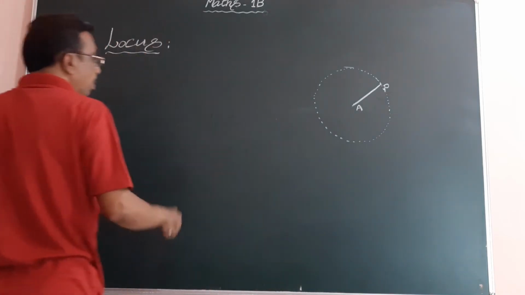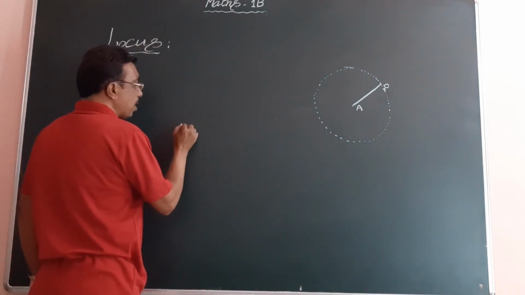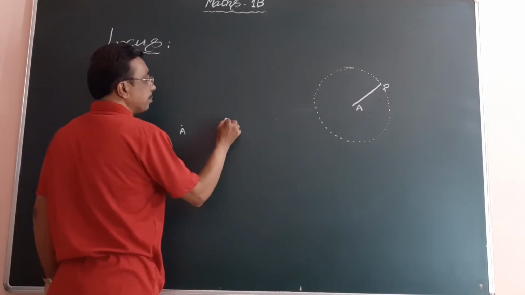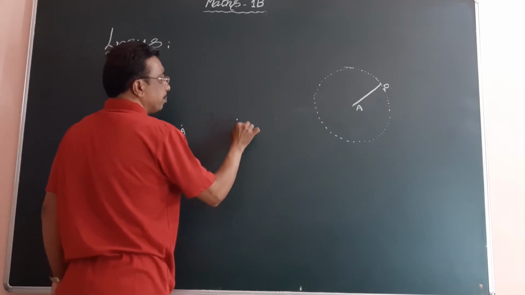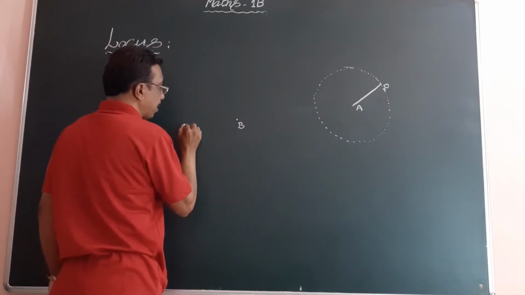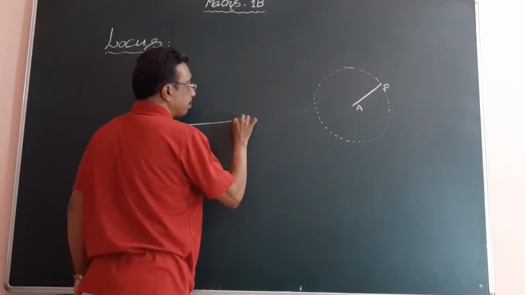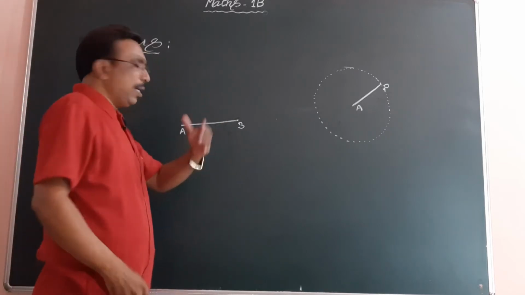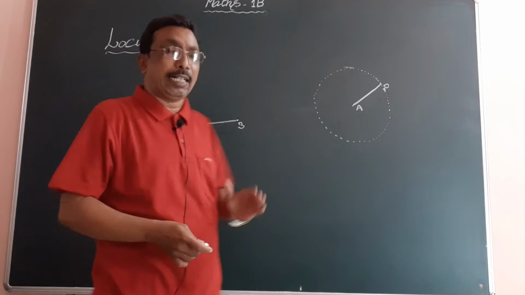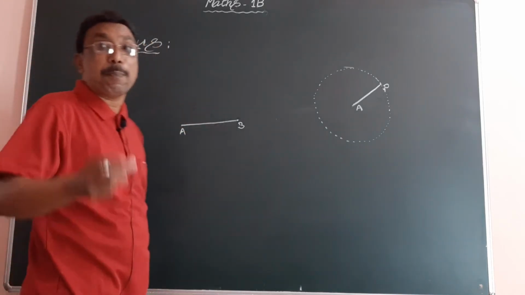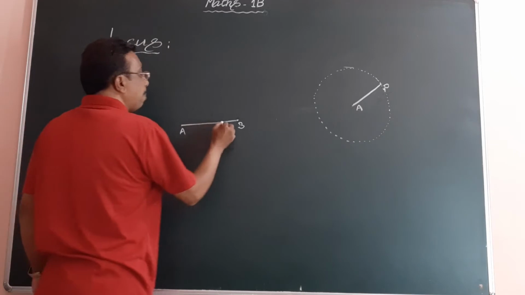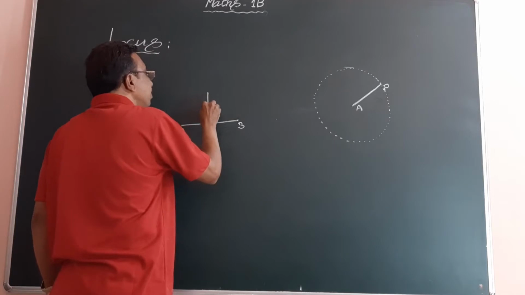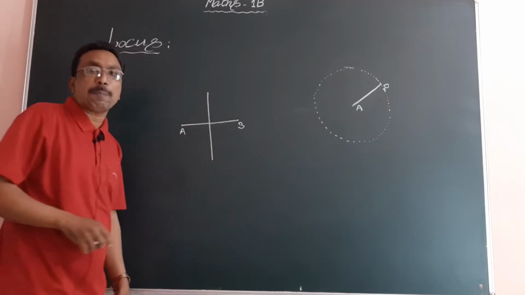Next, one more example. Now we take a line segment, A, B. This is one line segment. Now we draw the perpendicular bisector of AB.